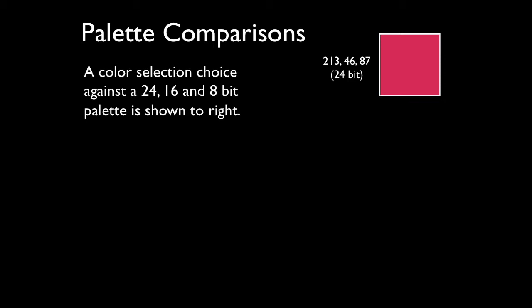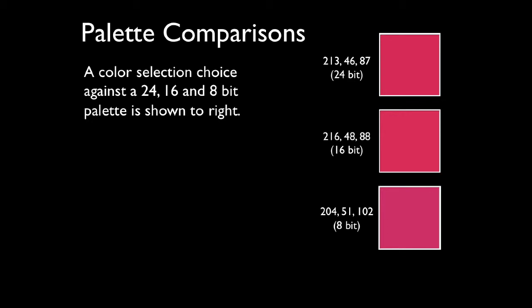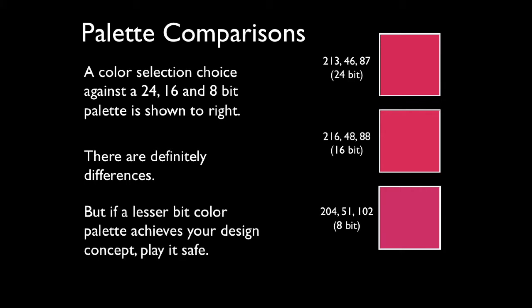So let me show you a color, an RGB value that was against a 24-bit palette, where I can pick any value from 0 to 255 that I want. All right, then I go to the 16-bit palette, and I limit myself to those multiples of 8. And you can see that that color is not far off. And then when I have to go to the 8-bit, so now I'm going to be working with those 51, 102, those 51 steps. You see the color does get a little different. So there definitely are differences. But if a lesser bit color palette can achieve your design concept, why not play it safe?